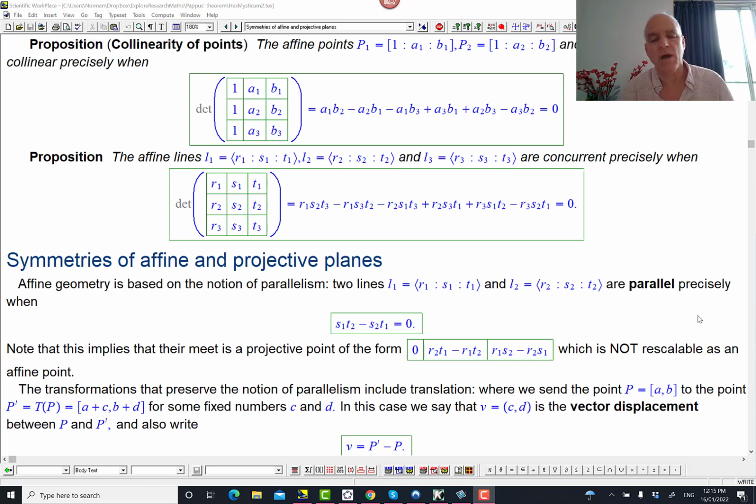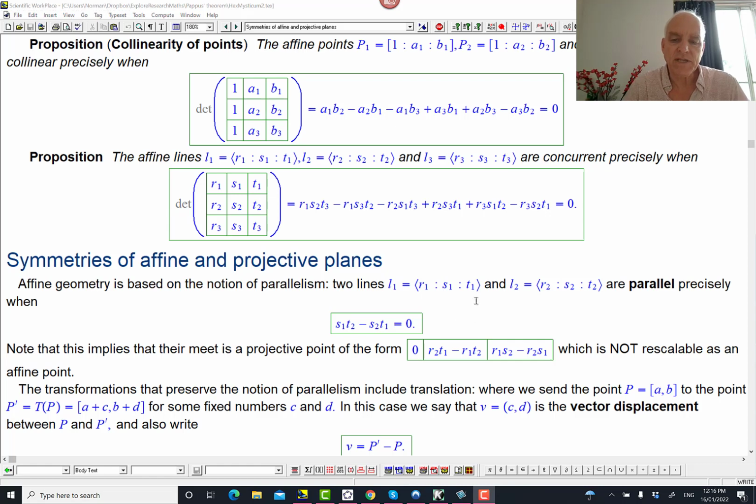Okay, so affine geometry is really based on the notion of parallelism, the idea of two lines being parallel. And in terms of projective coordinates, the definition is the following: two lines (R1, S1, T1) and (R2, S2, T2) are parallel precisely when this little determinant S1T2 minus T1S2 equals 0. So it really depends on the coefficients of the xy terms if we write out the lines as equations. It doesn't depend on R1 and R2, which are just constants that will move the lines but keep them in the same direction.